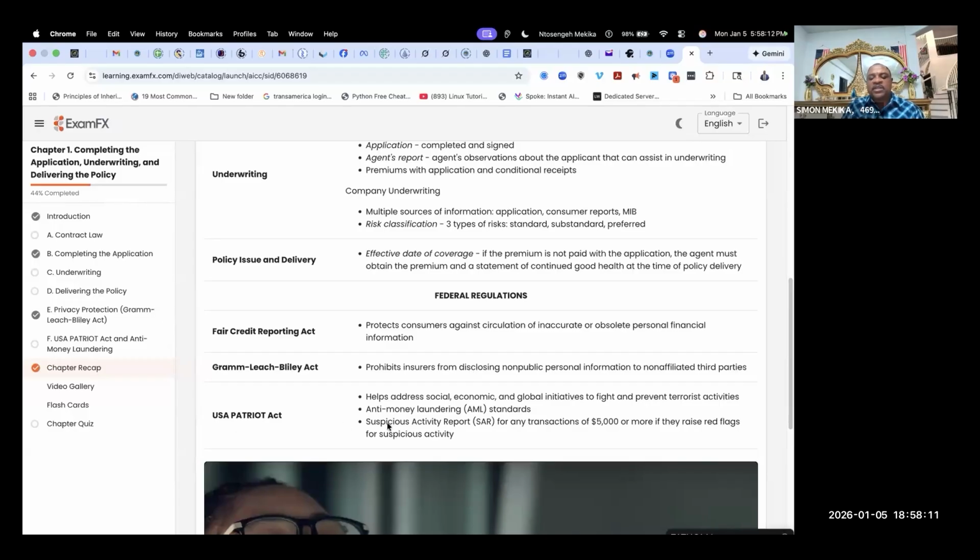So the U.S. Patriot Act helps address social, economic, and global initiatives to fight and prevent terrorist activity and money laundering. Just know that the Patriot Act fights against terrorism, anti-money laundering, and also requires the suspicious activity report, which is SAR, which you are going to meet a lot during your renewal or continuing education. It applies to transactions of 5,000 or more, if they raise flags for suspicious activity. So what is the penalty? 5,000. So note that. That's what is going to be asked.